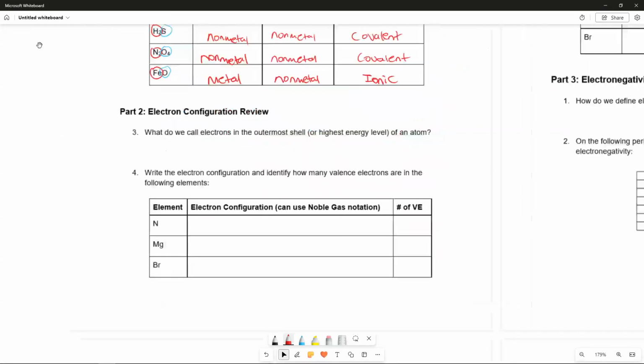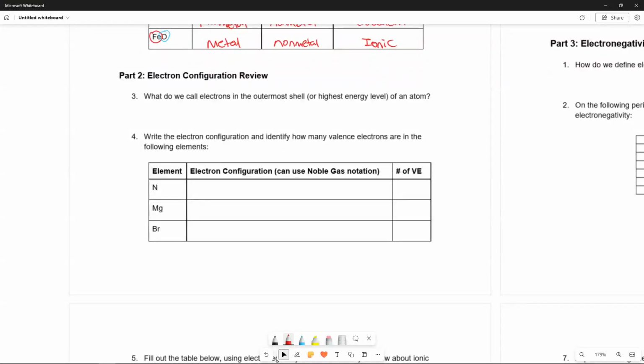Alright, moving on to part 2. Electron configuration review. What do we call electrons in the outermost shell or the highest energy level of an atom? They're called valence electrons. Question 4. Write the electron configuration and identify how many valence electrons are in the following elements.